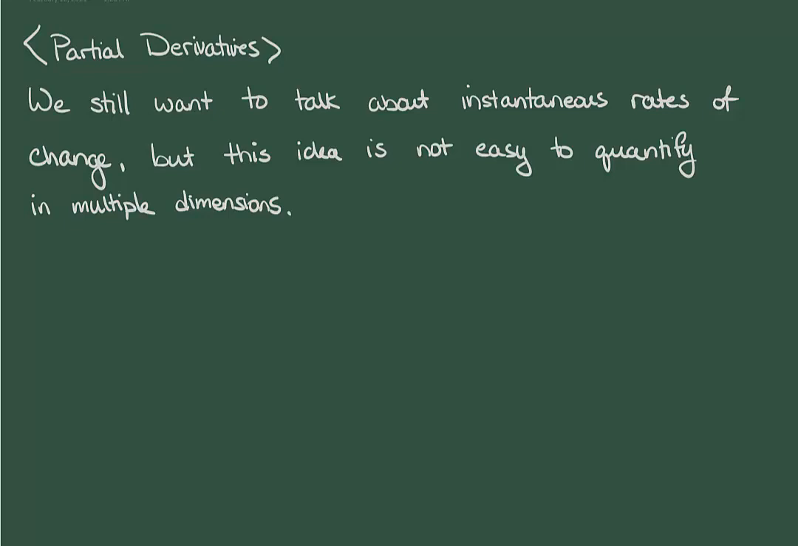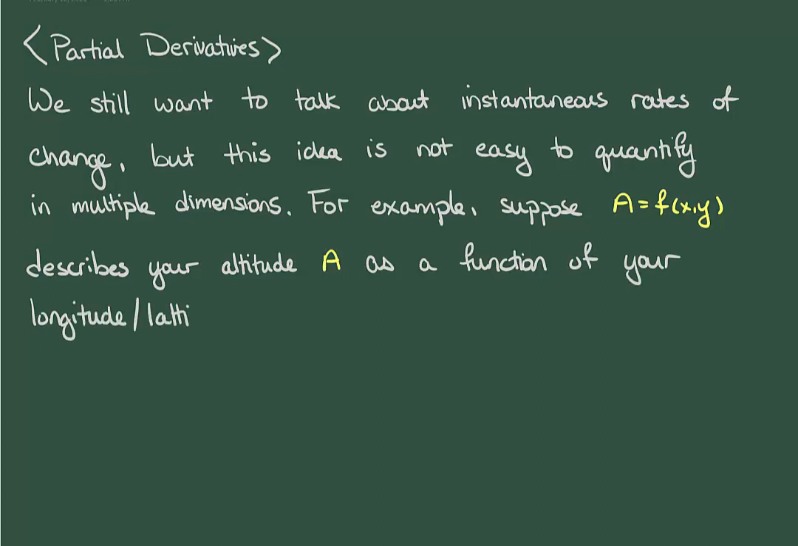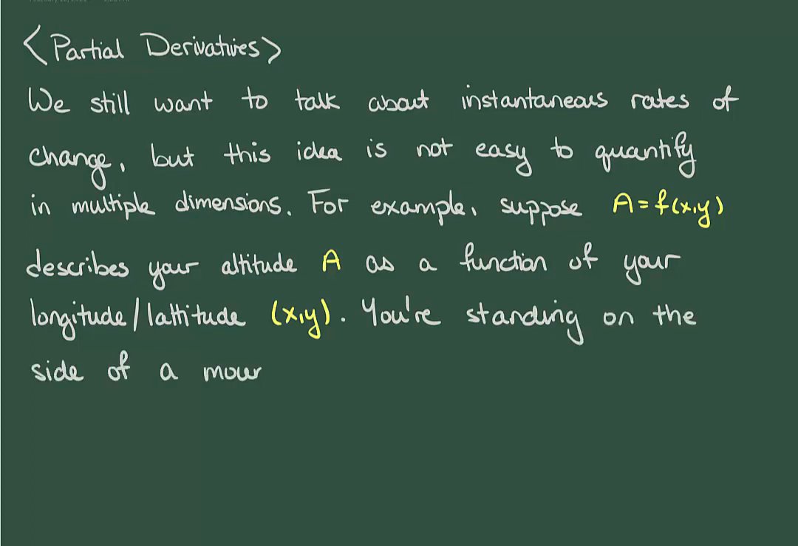Our goal is to adapt differentiation and the idea of instantaneous rate of change to functions of multiple variables. However, this turns out to be a little bit tricky. To show you what I mean, let's suppose that your altitude is given as a function of your longitude and your latitude.